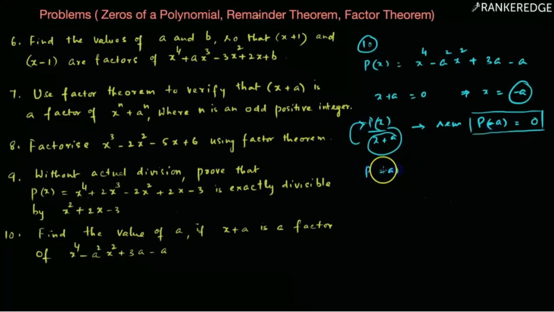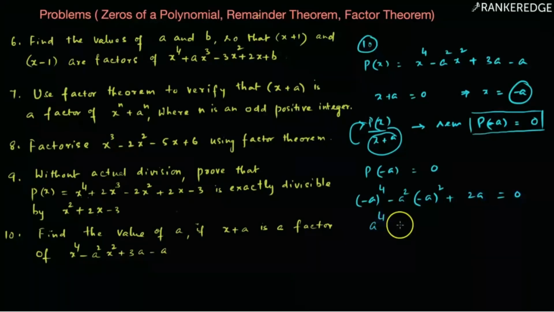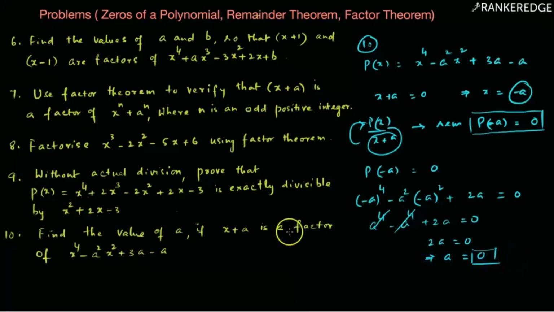Let's calculate p of minus a and set it to 0. So substitute minus a wherever I see x in that polynomial. That means minus a power 4 minus a square into minus a whole square plus 3a minus a is 2a, that is equal to 0. This will be a power 4 minus a square into minus a whole square is a power 4 again, plus 2a is equal to 0. These two will get cancelled. 2a is equal to 0, that implies a is equal to 0. This is the value of a if x plus a is a factor of that given polynomial.